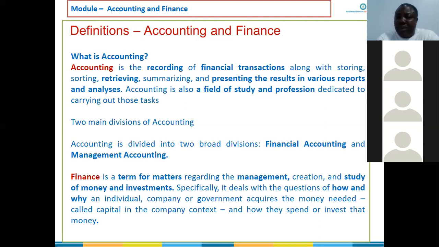Accounting has been there before finance was born. I always tell people that accounting is like the father, and finance is like the son. Accounting was there before finance came. So finance is just a portion of it, talking about management, creation, and study of money and investment. Typically, things concerning investment, planning, and decision making are in finance, whilst accounting keeps a lot of records, reporting, analysis, and things like that.